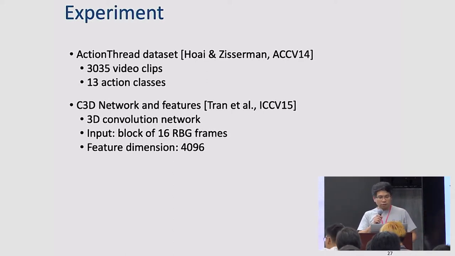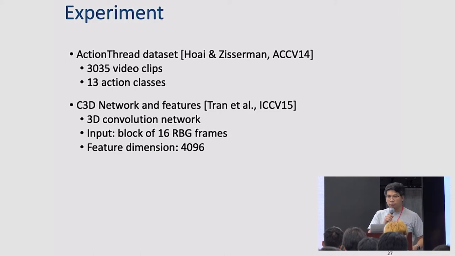We did this work quite long ago, actually. At that time, we used a C3D network for feature extraction. This network has now been replaced by some newer networks for extracting feature vectors for action recognition. For example, the newer one that you could use is I3D. But for the C3D, the input to the network is a block of 16 RGB frames, and this is a 3D convolution network, and it's going to output a feature dimension of 4096.